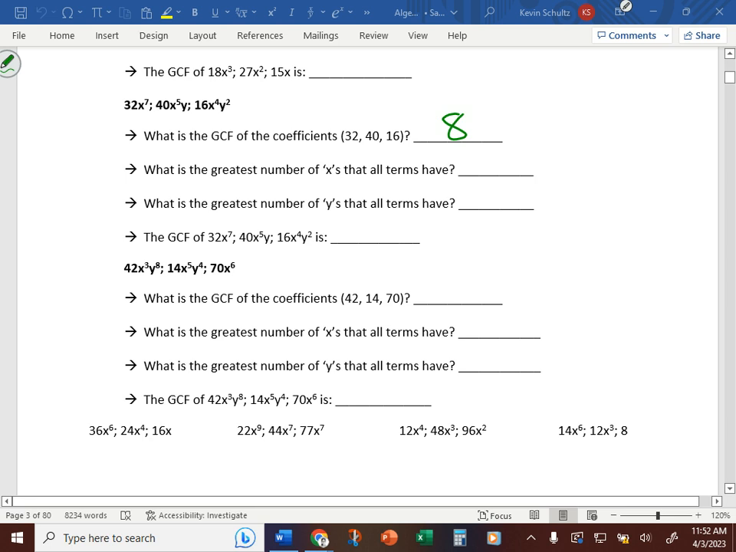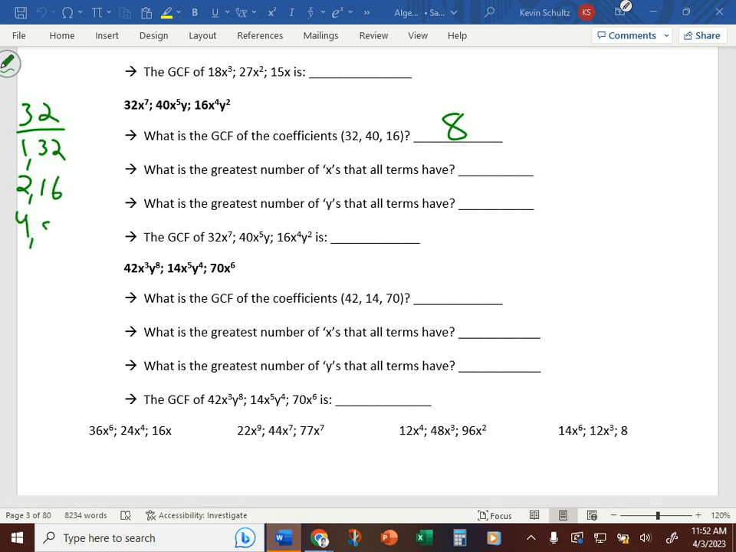Now, what are some methods that we've talked about in the past on how to find greatest common factor? Some of you might still look at them and run through the factors in your head. What if you're not there yet? What else could you do? You could list the factors of each of them. 32, you've got 1 and 32, 2 and 16, 4 and 8. Write out the factors of 40, write out the factors of 16, and say, what's the largest one? You'll find that it's 8. What else could you do?